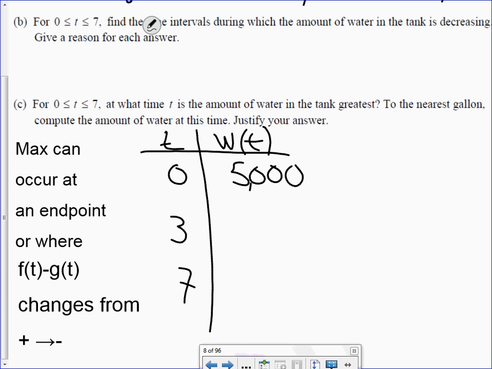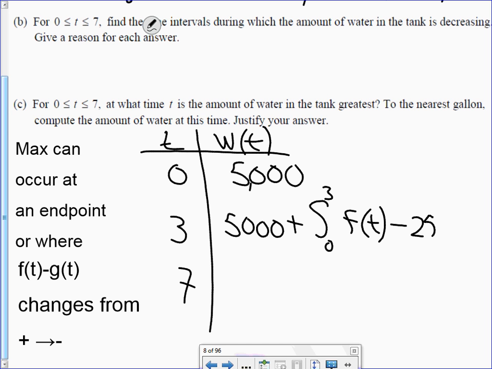How are we going to figure out how much water we have at time 3? 5,000 plus, because that's your W at 0, the integral from 0 to 3 of F of t, which I know what that is, minus G of t. G of t changes, so what should I put in for G of t? The 250, because when the time goes from 0 to 3, G of t is 250. And that we can put in our calculator.